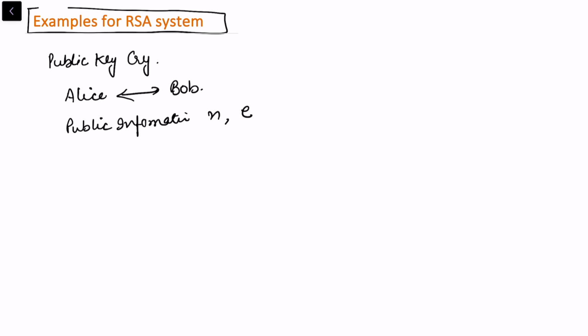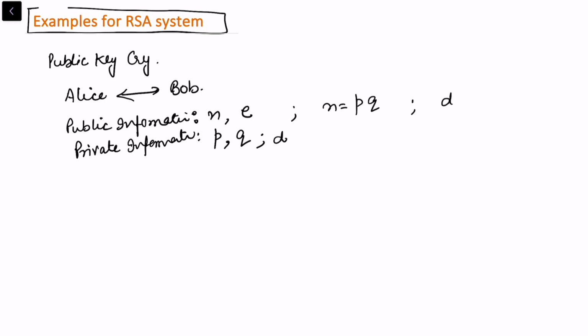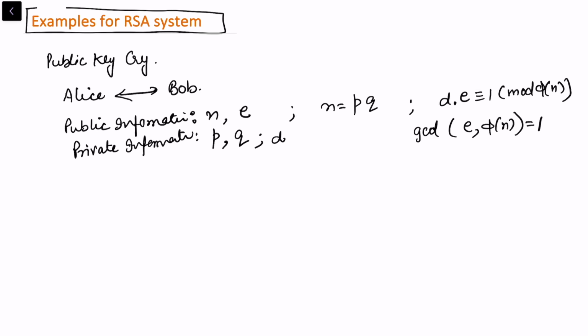N is the product of two large primes. The private information is P and Q, the primes, which are 100 digits long, and they are not disclosed. So P and Q are kept secret. We also have one more integer D, where D times E is congruent to 1 mod phi of N. Also in this setup, the GCD of E and phi N is equal to 1. We also notice that phi N is always even whenever N is strictly greater than 2. So E selected by Elias is always an odd integer.